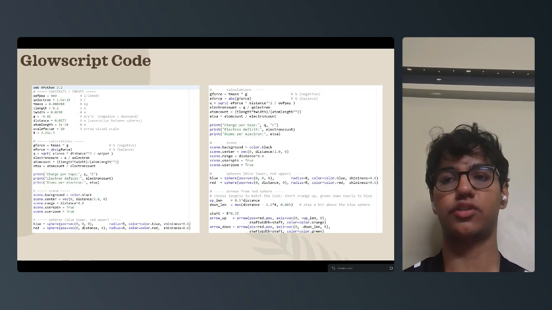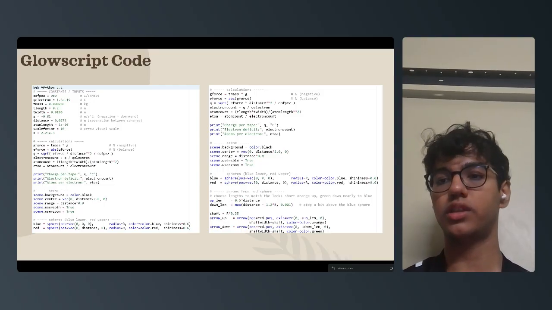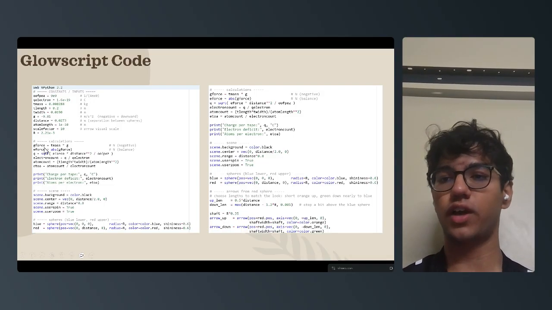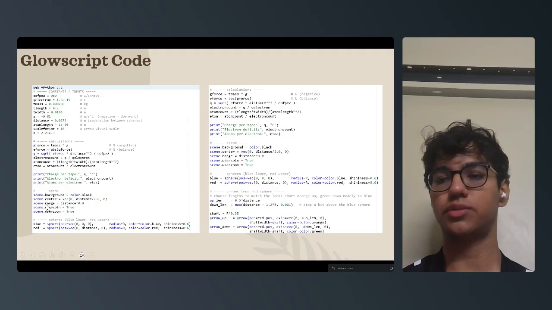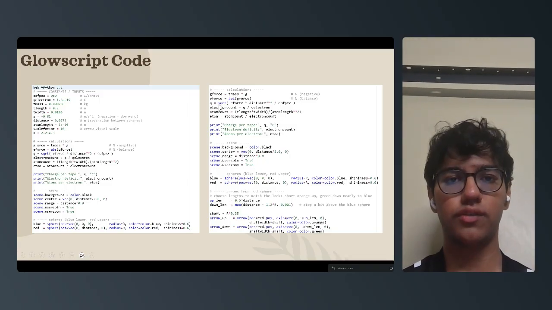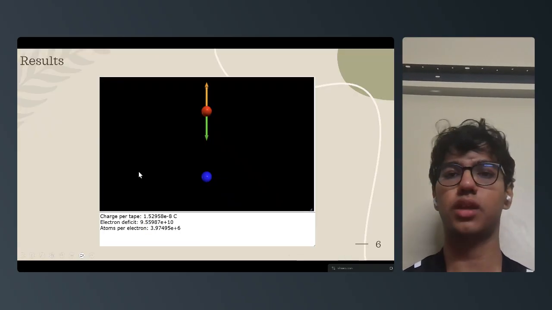The GlowScript code. This is the GlowScript code. In the beginning, we initialize all the constants needed. Define G force, E force, define Q, charge per tape, print some stuff, print the two spheres, G force, E force again, and the arrows.